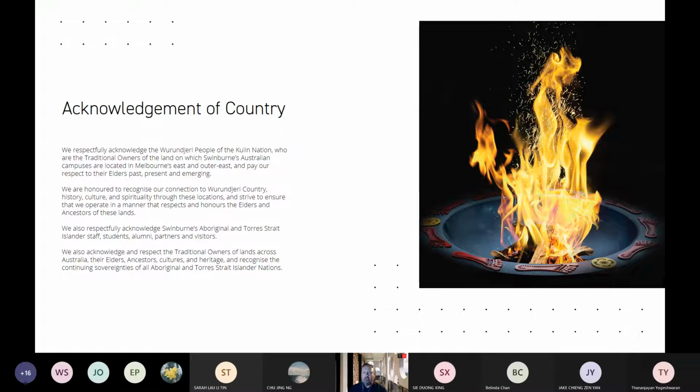When you come to Australia, I'd really encourage you to take some interest and learn a little bit about Australia's first people, Australia's Indigenous Australians. We have a number of units at Swinburne, Melbourne that you can take up, but there are a lot of different activities as well that you can take up.